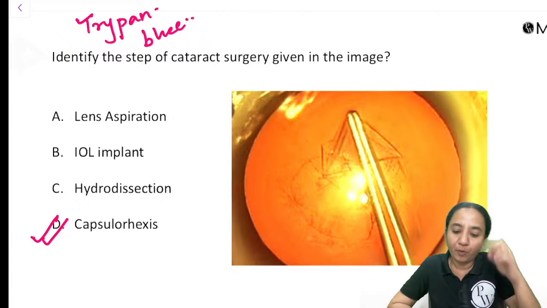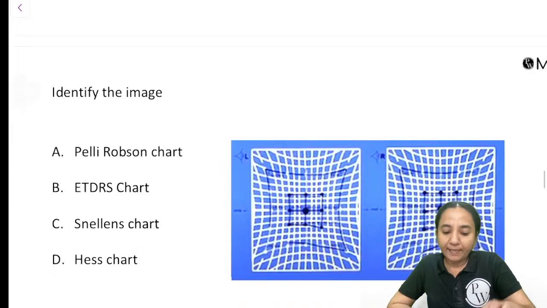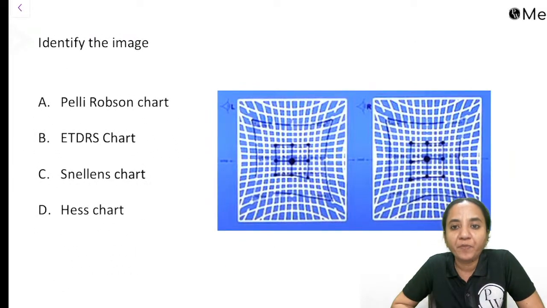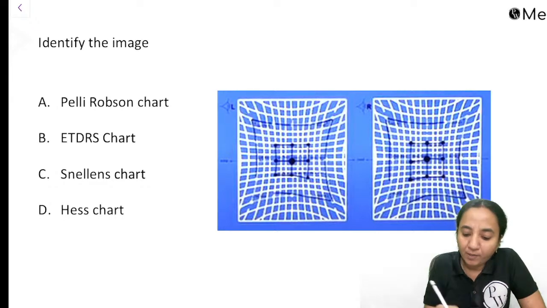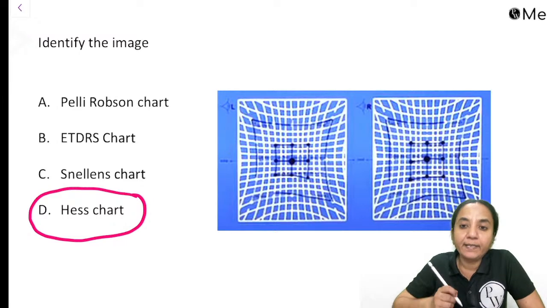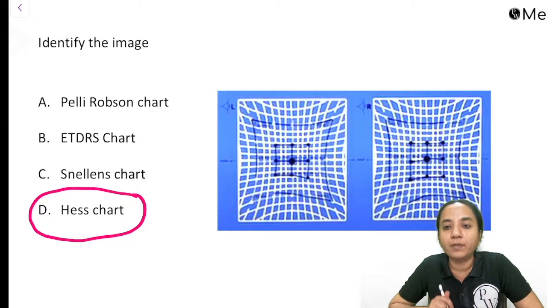Again, another very simple question. Let's go to the next question. Again, an image-based question. Identify this image. Now, what is this image? This is called a Hess chart, and it is used to aid in the diagnosis of paralytic squints, where one particular muscle is affected.